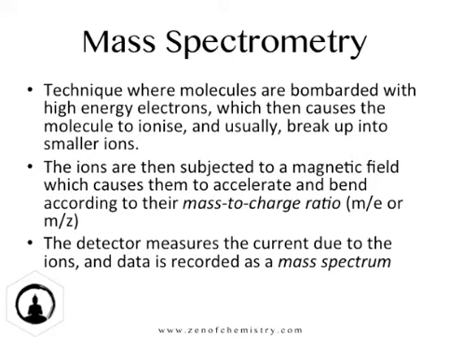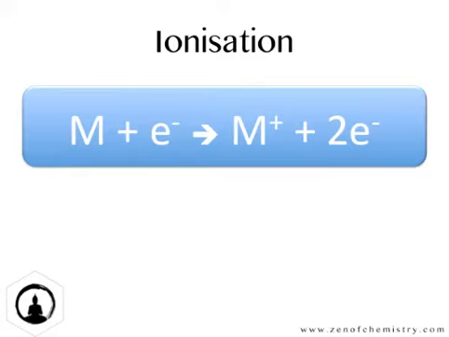For the purposes of basic mass spectrometry, you can really think of the mass to charge ratio as being indicative of molar mass. Then the detector measures the current due to those ions going through the detector, and we record the data as what's called a mass spectrum. So here's a chemical equation for the ionization. It's just a representation of what happens in ionization.